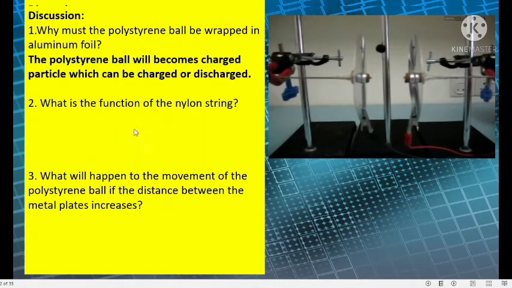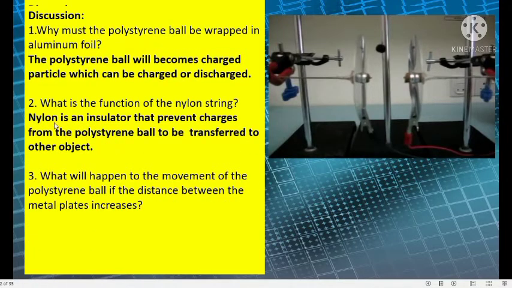Okay. What is the function of the nylon string? Nylon is used to hang the ping pong ball. Nylon is an insulator. Thus, the charge from the aluminum foil does not transfer to other objects.